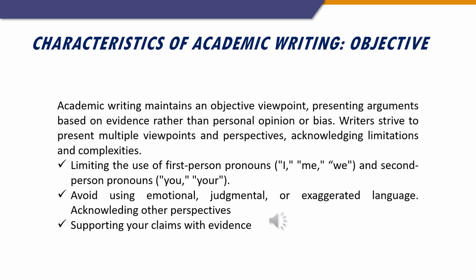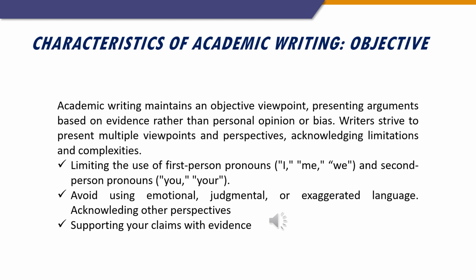How can we achieve objectivity? First, you need to limit the use of first person pronouns like I, me, we, as well as second person pronouns like you and your. So you try to maintain a third person perspective. The second thing is that you avoid using emotional, judgmental, or exaggerated language. As I said, try to maintain an objective tone. You don't express your own judgments, emotions, and opinions. So you try to just present information without showing bias.